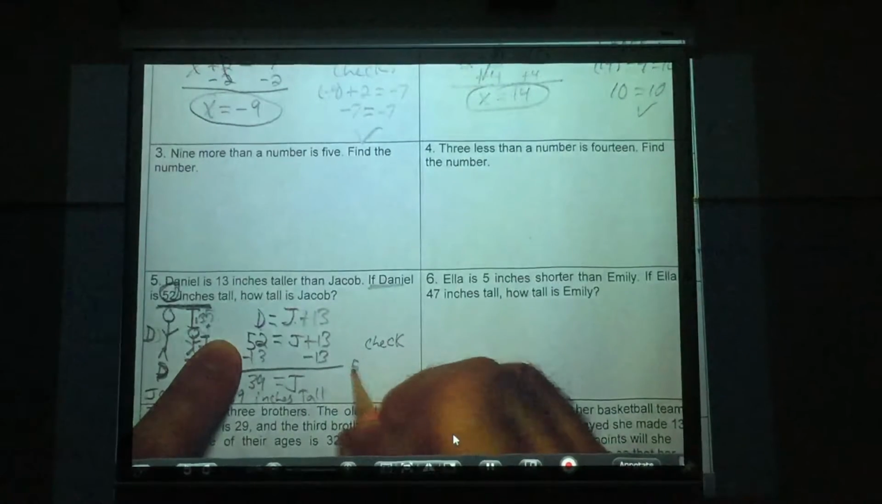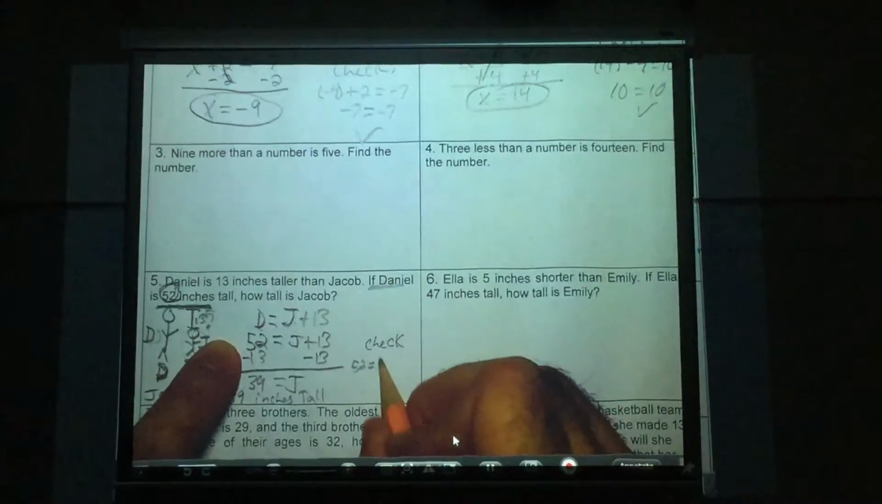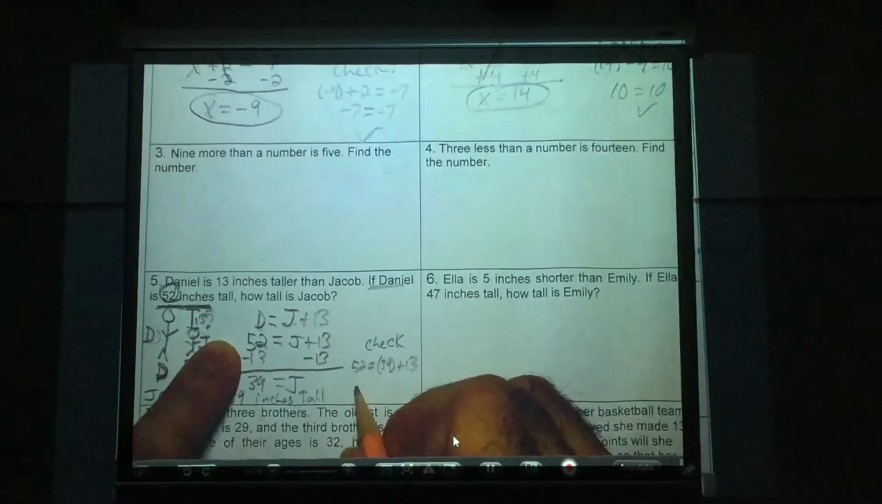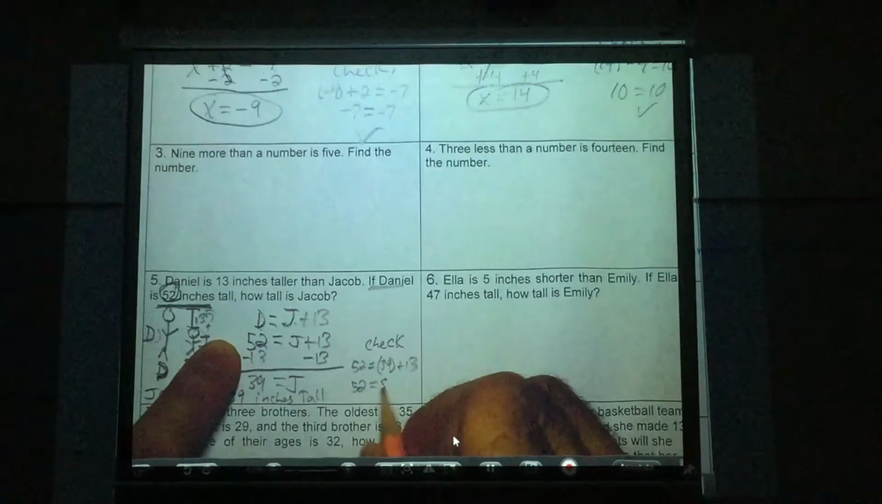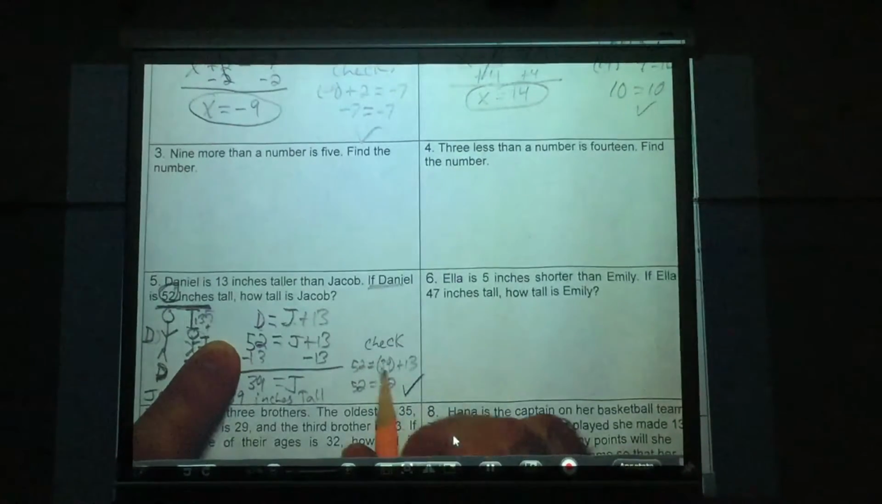So 52 equals parentheses plus 13. I'm going to go put the 39 in there. So we have 52 equals 52. Check, because 13 and 39 gets me to 52.